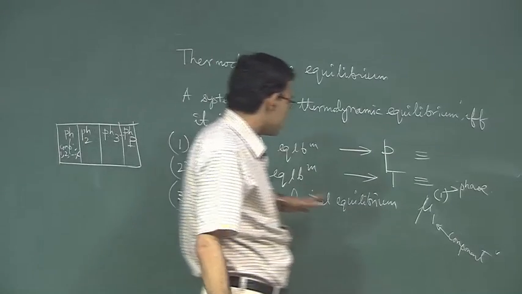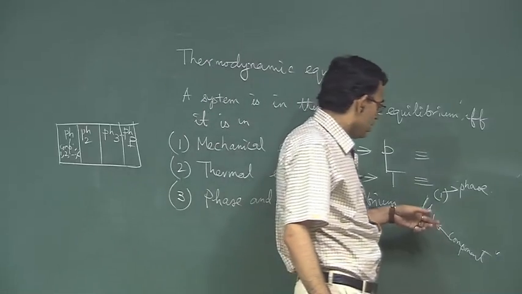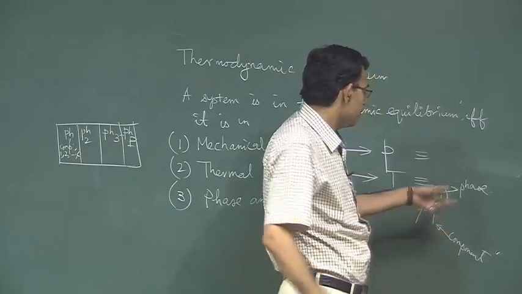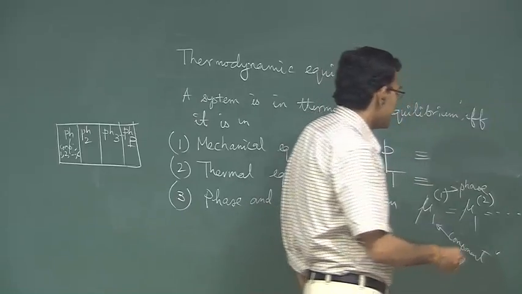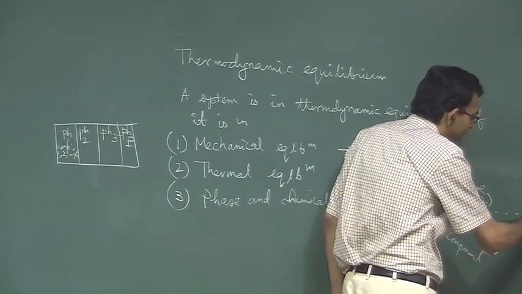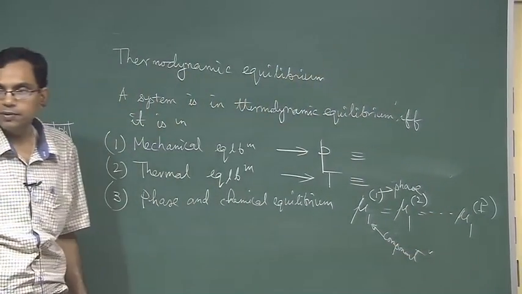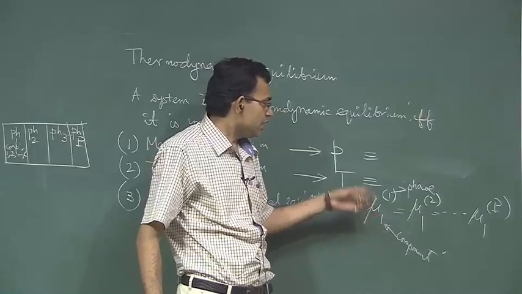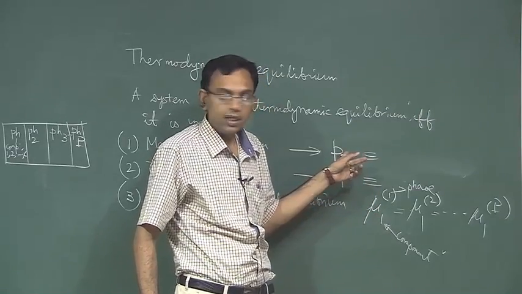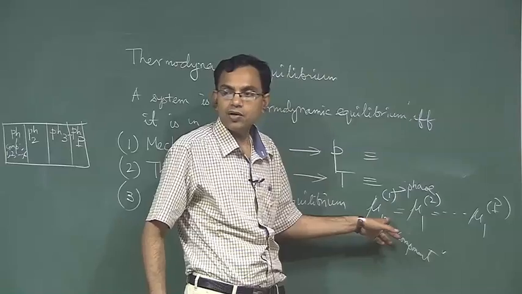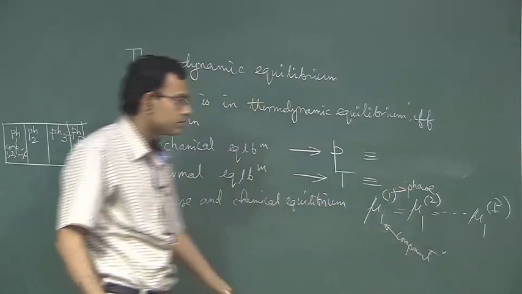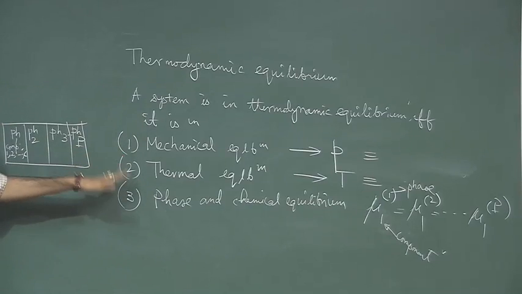So when we say that there is chemical equilibrium, that means chemical potential of component 1 in phase 1 is same as chemical potential of component 1 in phase 2, and this is same as chemical potential of component 1 in phase 3, and eventually chemical potential of component 1 in phase P. So just like pressure same throughout in mechanical equilibrium, temperature same throughout in thermal equilibrium, chemical potential of a particular component same in all phases, this is chemical equilibrium. When all these conditions are satisfied, all of them have to be satisfied, no one will be violated, then the system is said to be in thermodynamic equilibrium.